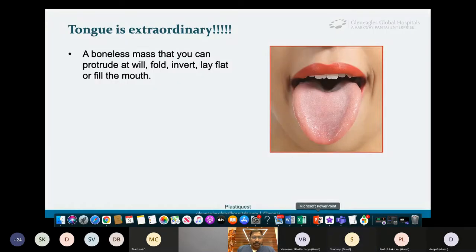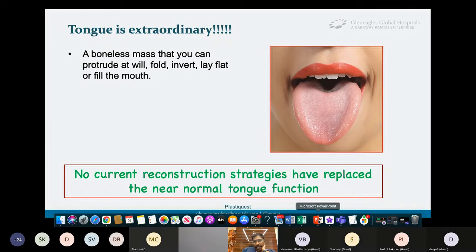So the tongue is really an extraordinary creation by God. It's just a boneless mouth that can protrude at will, fold, invert, lay flat, or fill the mouth. So it has such a capability of movement. Along with that, it has taste sensation. And to date, there is no reconstruction that can match the tongue.